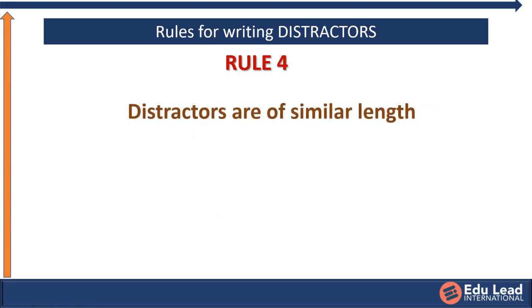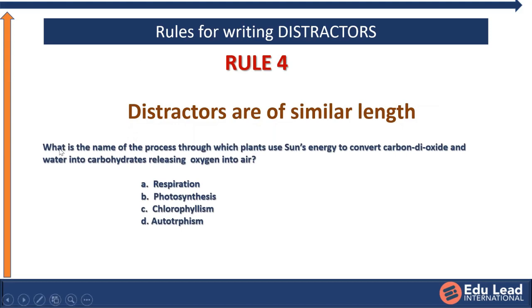The next rule is that distractors should be of similar length. So let's see an example. The question here is, what is the name of the process through which plants use the sun's energy to convert carbon dioxide and water into carbohydrates, releasing oxygen into the air? All of us know this is the simple process of photosynthesis. First of all, see that this particular stem is a really good stem, because anyone who knows the process of photosynthesis will be able to arrive at the answer just by reading the question. What are the distractors? Respiration, photosynthesis, chlorophyllism, and autotrophism.